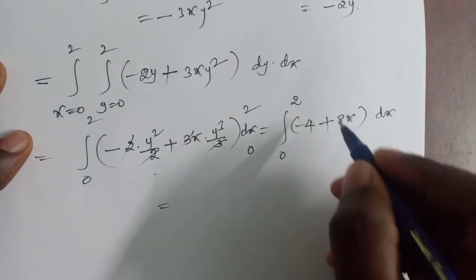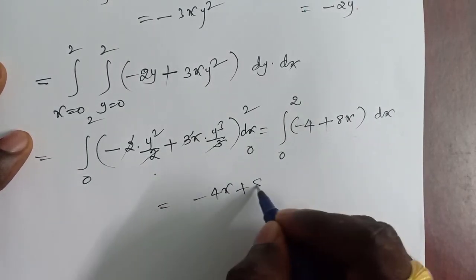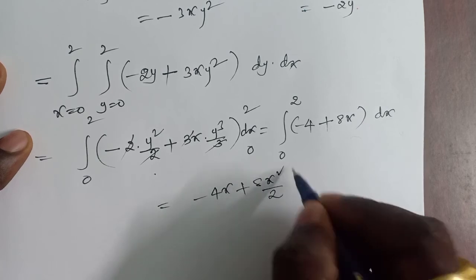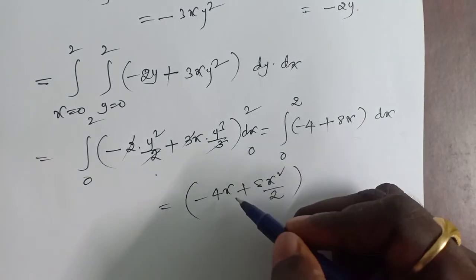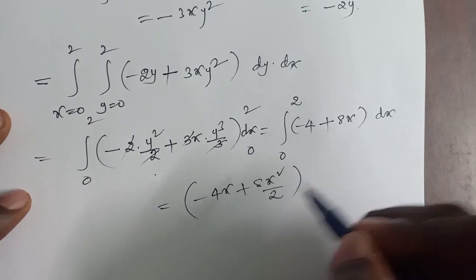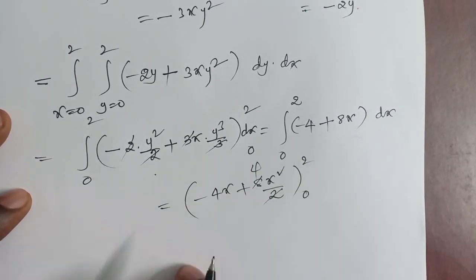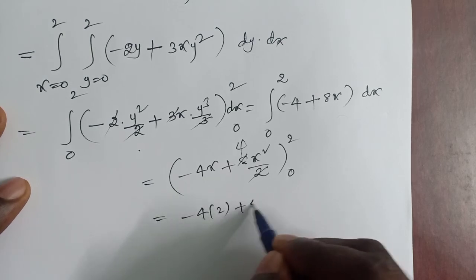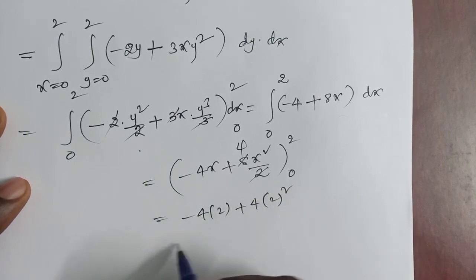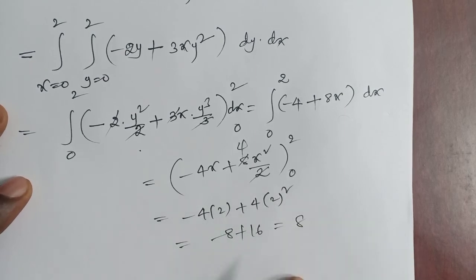Now coming to the second integration with respect to x, it is minus 4x plus, for 8x it is 8 x square by 2. For minus 4, which is a constant, it is minus 4x, plus 8 into x square by 2, cancel out. Coming to the boundaries, it is 0 to 2. Now substitute the boundaries: minus 4 into 2 plus 4 into 2 square, so minus 8 plus 4 into 4, it is 16, clearly it is 8.